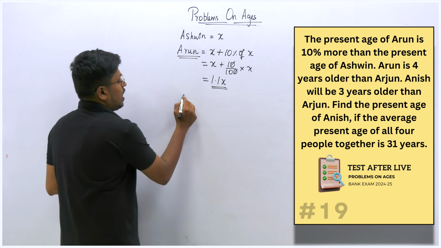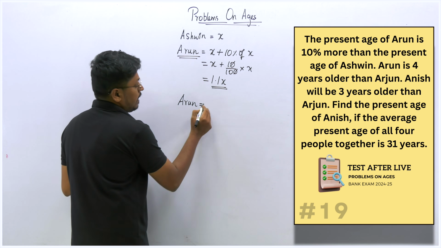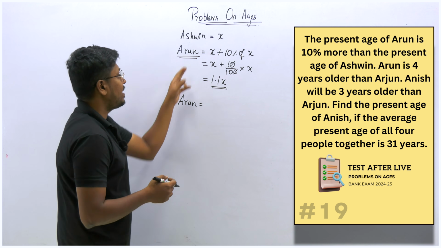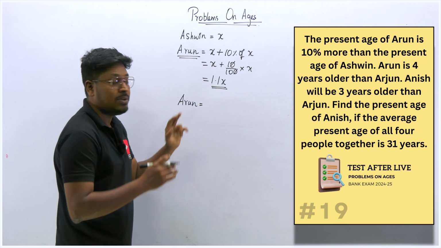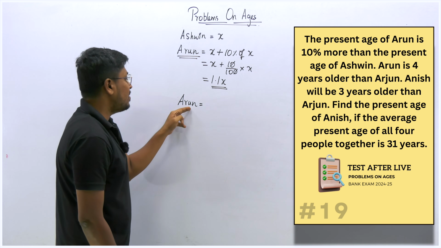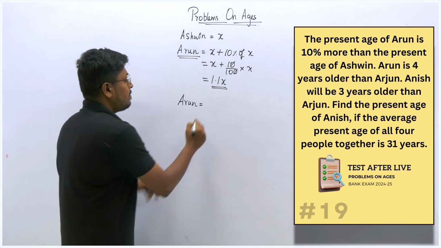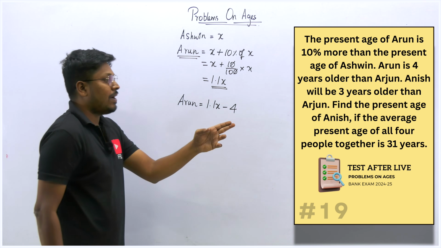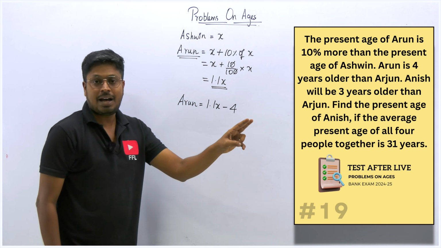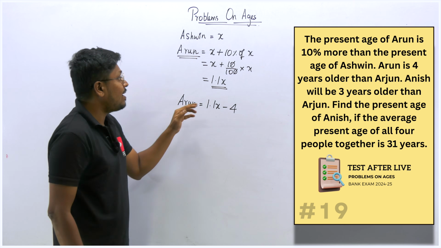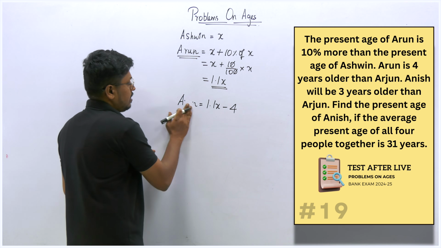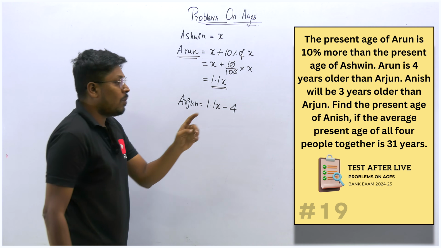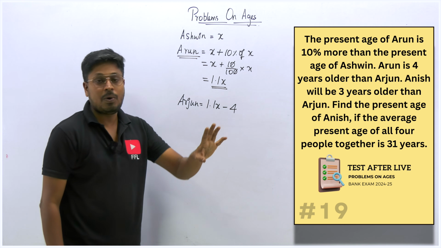Arun. So Arun is 4 years older than Arjun. So when compared to Arjun, where Arun is older. So if Arun is older, then we can say that 1.1x minus 4. Yes or no, right? If Arun is 4 years older than Arjun, then the meaning here is where this is Arjun, right? Just a minute, friends. So Arjun. Yes. So now what they are saying is Arun is 4 years older than Arjun.